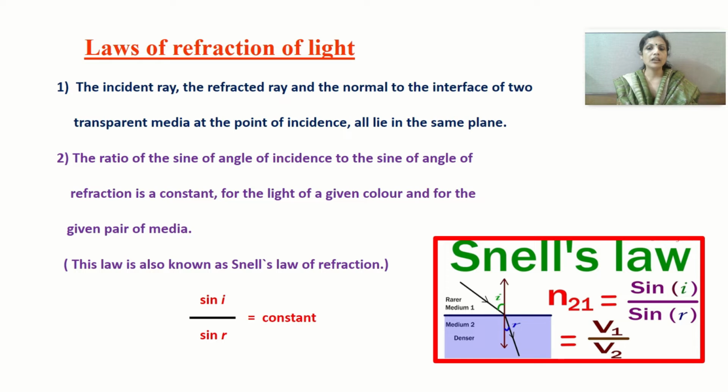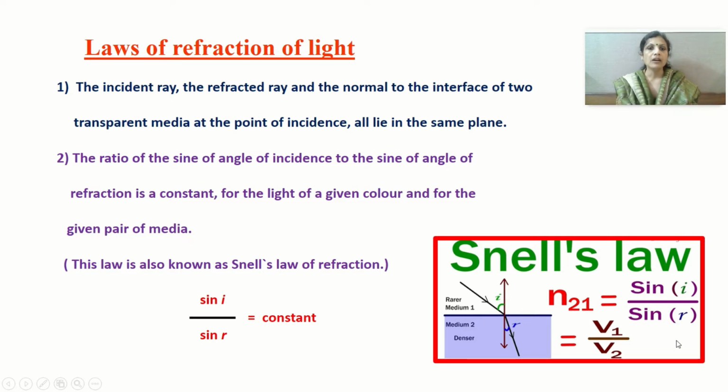Now in the figure, if you can see, the light is traveling from rarer to denser medium, from medium 1 to medium 2. But in terms of symbols, how will I write? n stands for the refractive index. So we will always write like this: refractive index of second medium with respect to first is equal to sine i upon sine r, and this is called Snell's law.